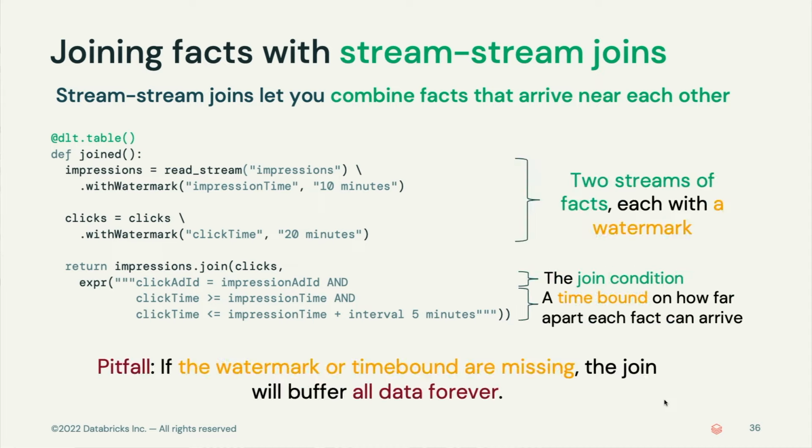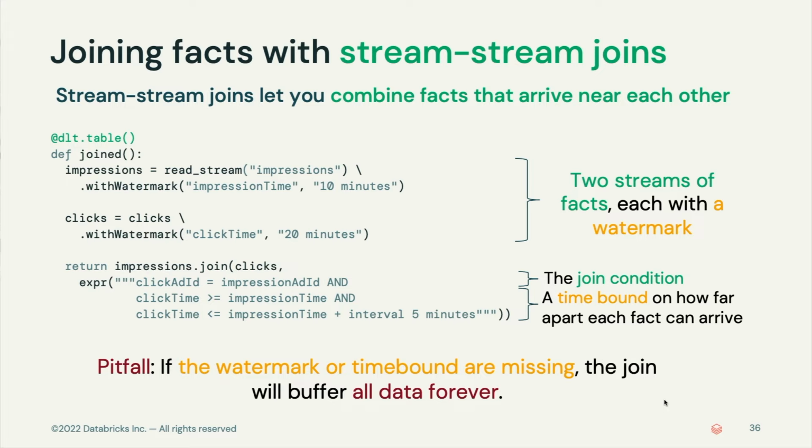And so the magic trick here is you have these two streams. They both have watermarks on them. You have a join condition, and you have this time bound. If these things are not true and you use a stream join, it's going to buffer all of the data forever.